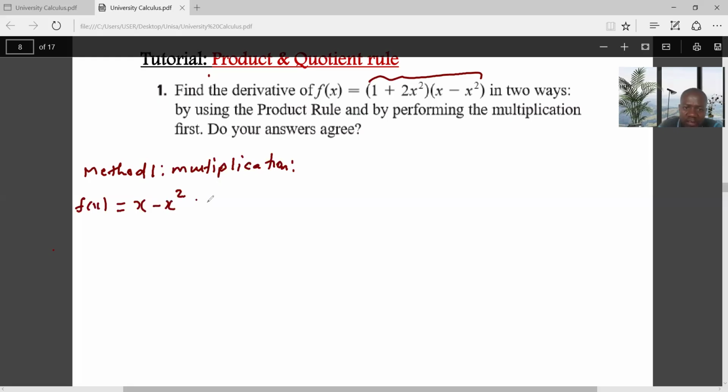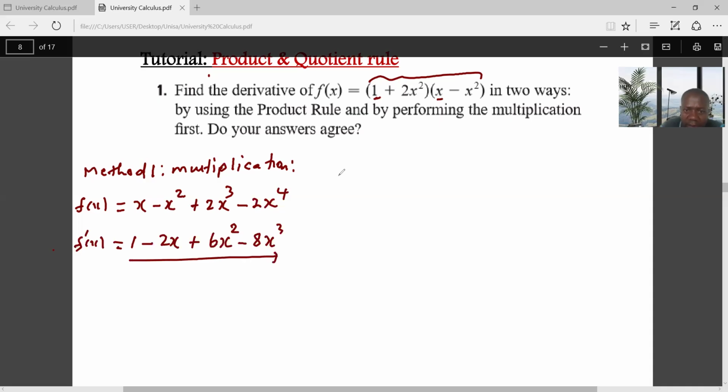Plus 2x cubic minus 2x to the power 4. So it's just this times this. Now you're following? Okay, 2x cubic. Then let's do the derivative. This will just become 1 minus 2x plus 6x squared minus 8x cubic. This is what we got from method number 1. Let's now go to method 2.